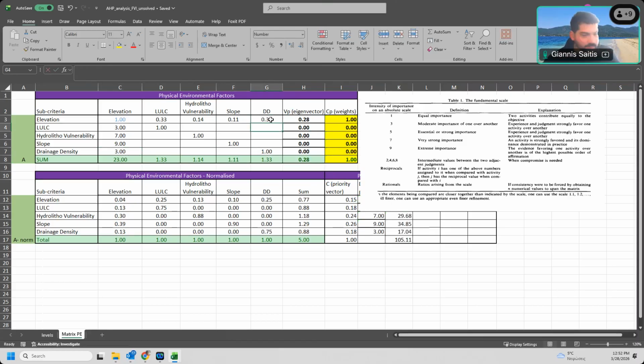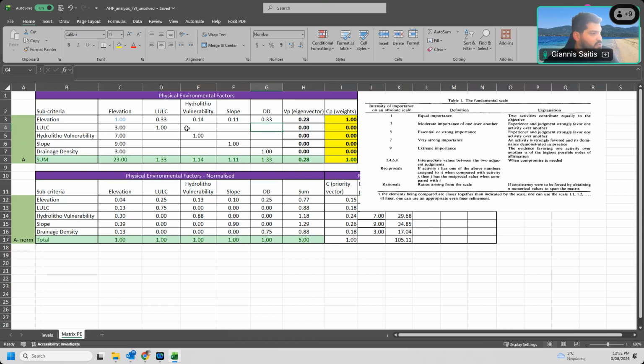So now that we have finished with the first row, we see that we do have the first eigenvector, 0.28. The weights are not finished yet, but we do have the first eigenvector. Let's proceed a little bit faster with the rest.